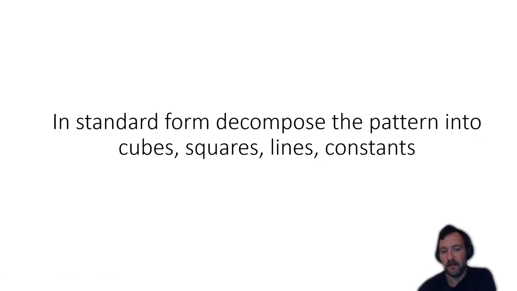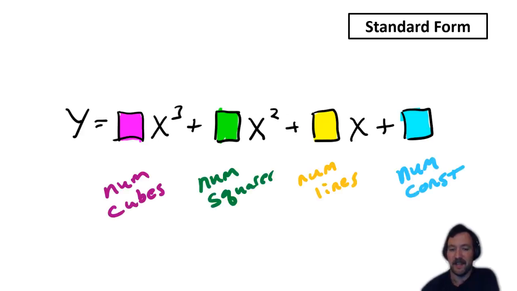So in standard form, we decompose the pattern into each of its constituent pieces, right? In this case, we're looking at the cubes, the squares, the lines, and the constants, and that's what those colored boxes are. The blue box is the constant box, the yellow box is like how many lines, or you could think of that as the rate of change of the linear part. The green box is like how many squares or the rate of change of the quadratic part. And the pink box is like how many cubes or the rate of change of the cubic part.